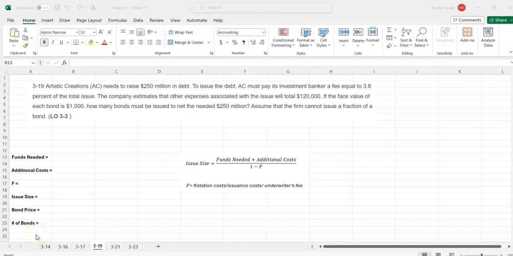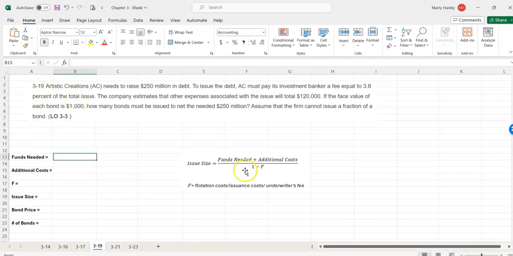Okay, this is a bond issuance problem. So this one's a little different. We have additional costs, so we need to consider that when we do our calculation. And so they included that on the top line here.